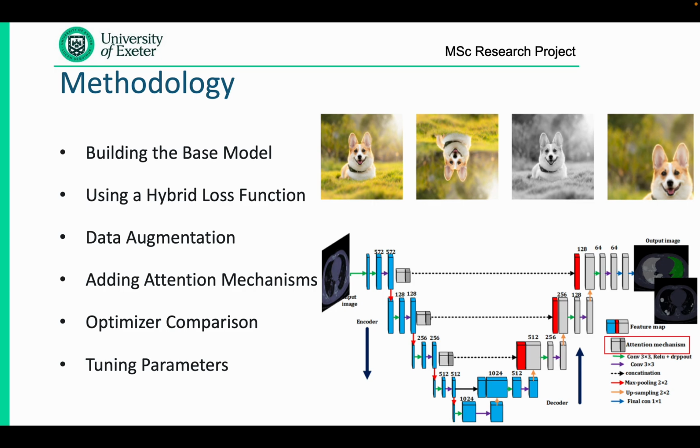It works by first squeezing global spatial information into a channel descriptor, then exciting the network by recalibrating the importance of each feature channel. This allows the model to adaptively highlight important channels and suppress the less useful ones, improving its focus on relevant features during change detection. Next, I chose two different optimizers, Adam and SGD, to see which one gives better results, and at last, tuning the parameters to find the best one.